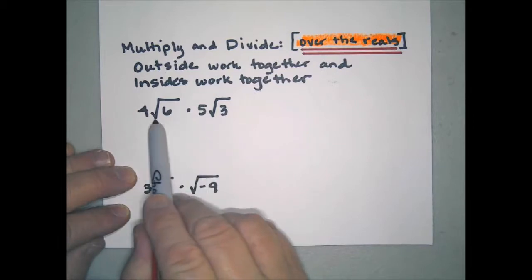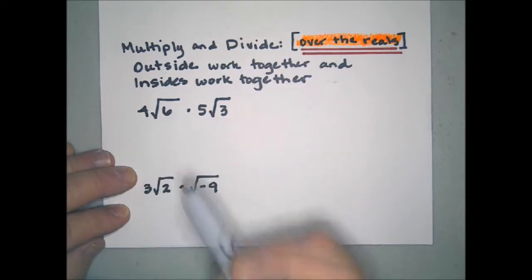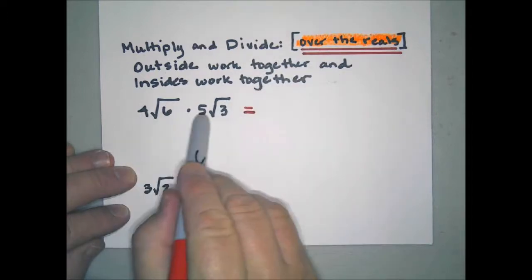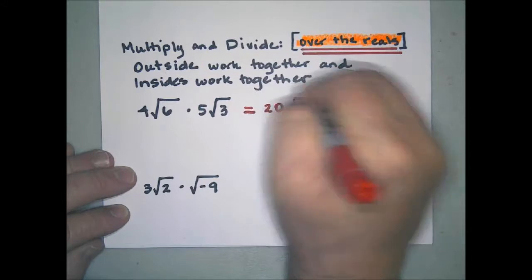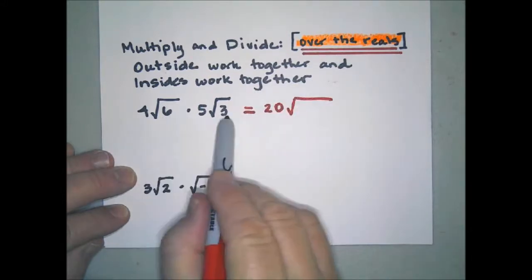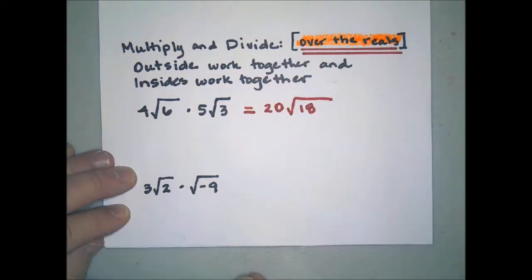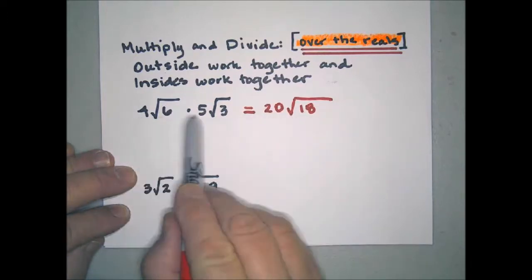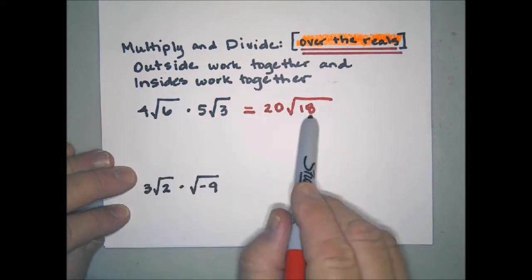So 4 square root 6 multiplied by 5 square root 3. This way always works. It's not always the fastest, but 4 times 5 would be 20. So let's put a 20 on the outside. And 6 times 3 is 18. So now I have an 18 on the inside. So my step 1 answer is 20 square root 18. Outside times outside stays outside. Inside times inside stays inside.